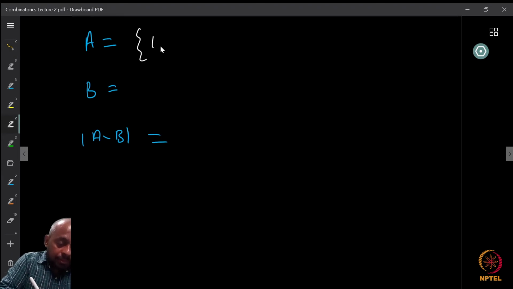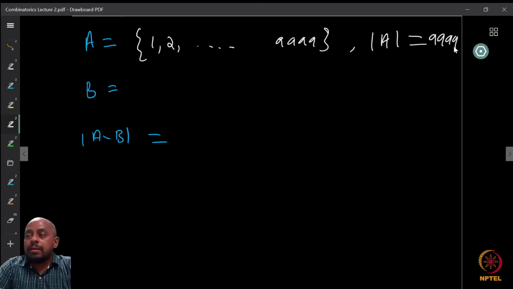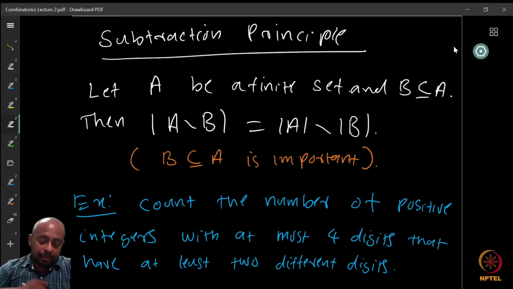1, 2, etc., up to 9999. And this set has cardinality equal to 9999. So we have this many elements in our big set. Now we want to find another set B with the property that if we subtract the cardinality of B, we get what we want. We want to find the number of elements that have at least 2 different digits.